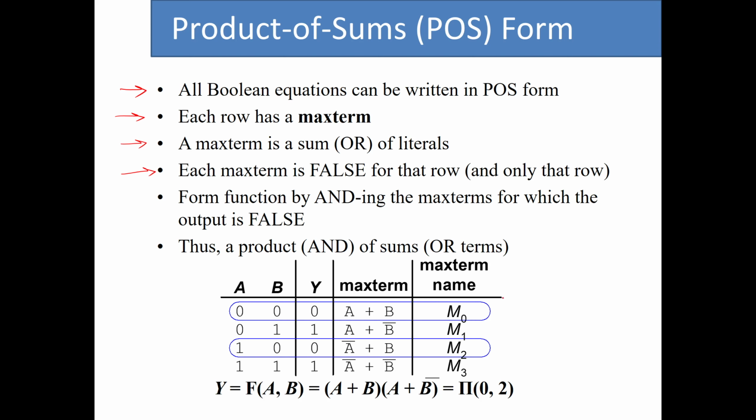So let's do the same here too. Let me extend this table to include all the maxterms. So we have A plus B, A plus B bar, A bar plus B, and finally A bar plus B bar.